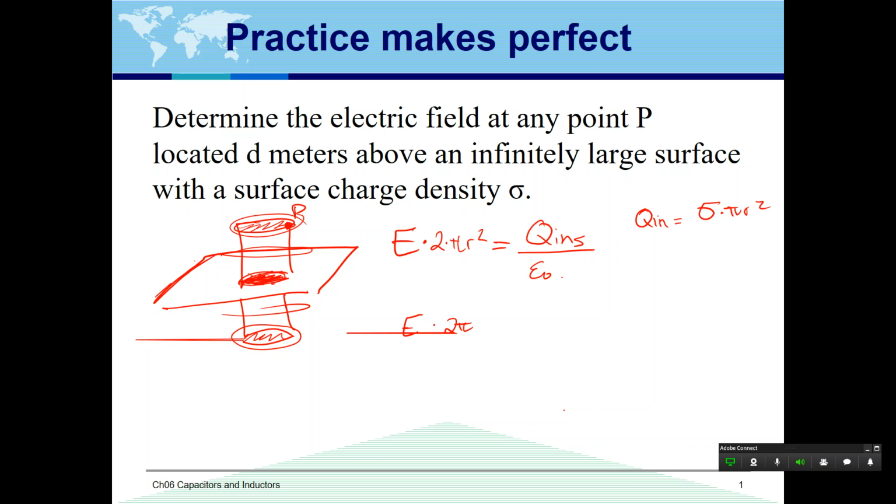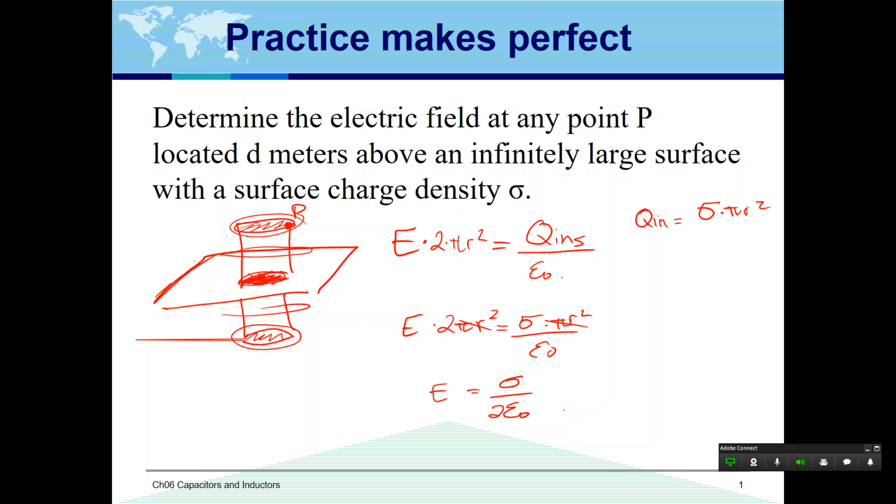E times 2 pi r squared is equal to sigma times pi r squared over epsilon naught. Pi r squared cancel. E is equal to sigma over 2 epsilon naught. Okay? Are we okay with that? Okay. That's for one plate.